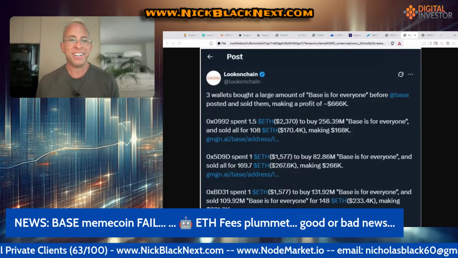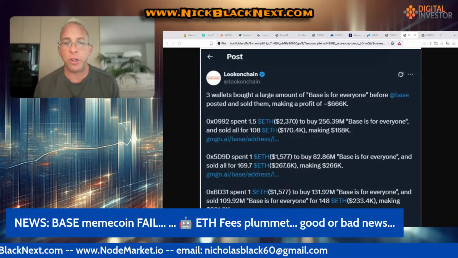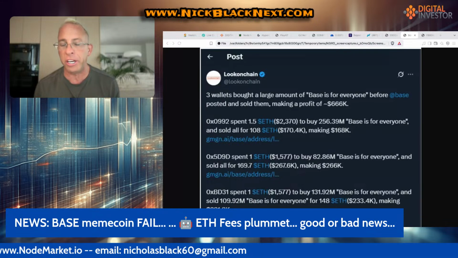Yeah, mega. Okay. Ethereum's transaction fees have plunged to their lowest level in a half decade, signaling a lull in network activity.